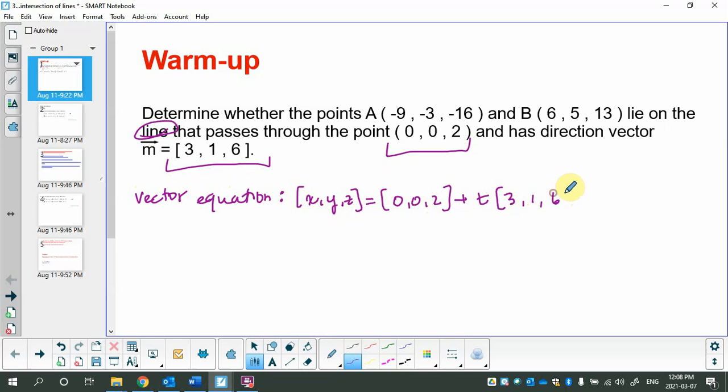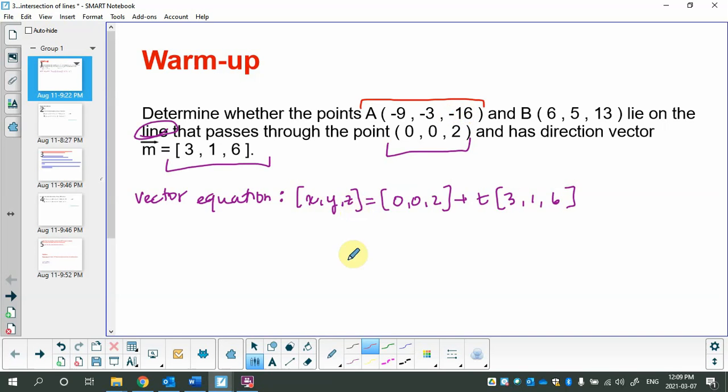plus t(3, 1, 6). And I remind you that the type of bracket is not something that I am going to be looking at super closely. What is important is that your direction vector sits with your parameter and your point does not sit with your parameter. All right, so I've got, and I'm going to do this color coordinated, I've got A, and I've got an x coordinate, a y coordinate, and a z coordinate.